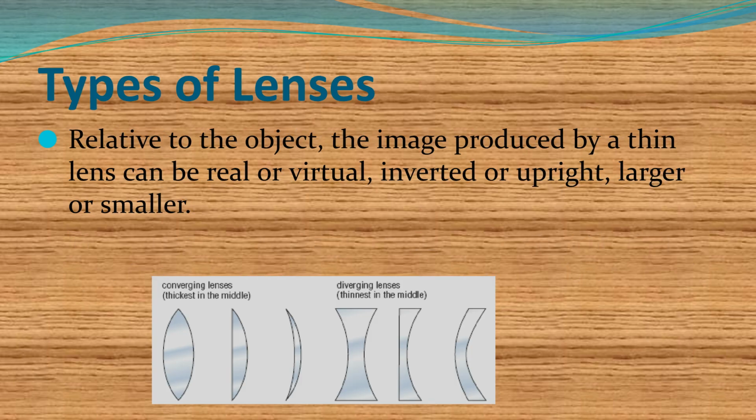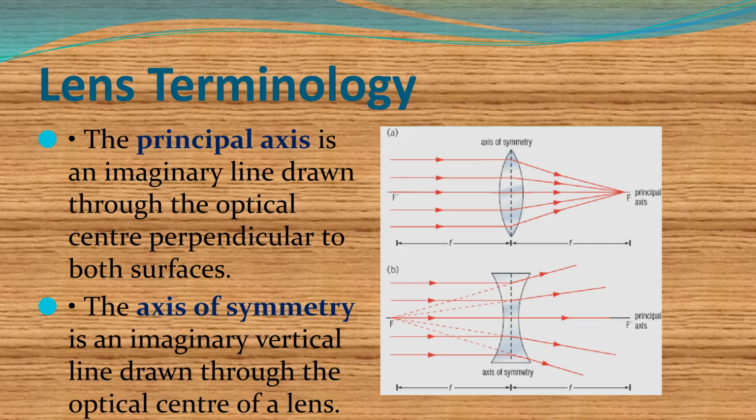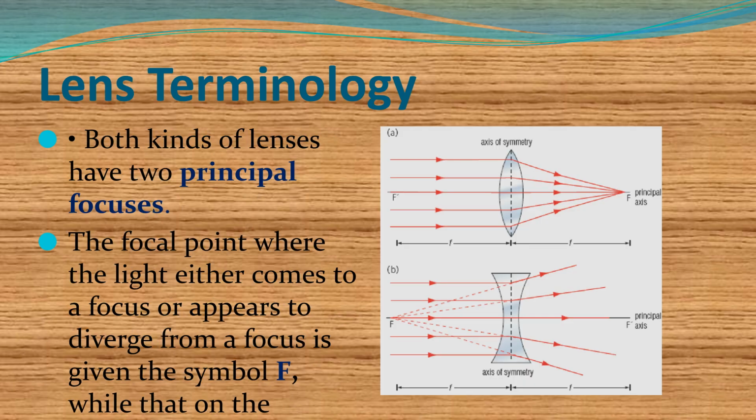The image produced by a thin lens can be real or virtual, inverted or upright, and larger or smaller relative to the object. In lens terminology, the principal axis is an imaginary line perpendicular to the lens surfaces through the optical center. The axis of symmetry is a vertical line through the optical center. Both types of lenses have two principal focuses.